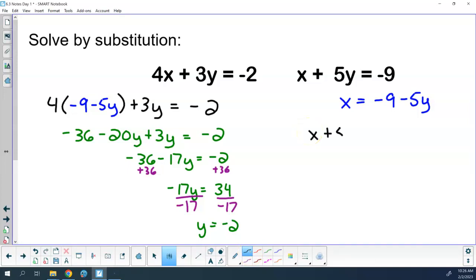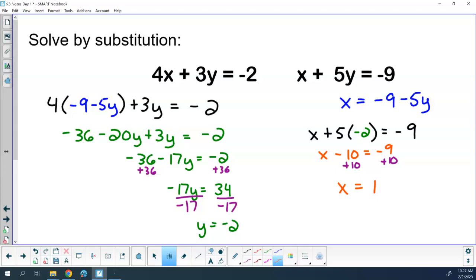x plus 5 times negative 2 is going to be negative 9. So that's going to be x minus 10 equals negative 9. Add 10 to both sides. That's going to be x equals positive 1.